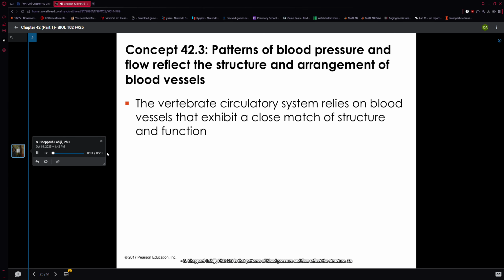Two point three is that patterns of blood pressure and flow reflect the structure and arrangement of blood vessels. And all of this means is there is a relationship between form and function. So the vertebrate circulatory system is going to rely on blood vessels that are going to exhibit a close match of structure and function.